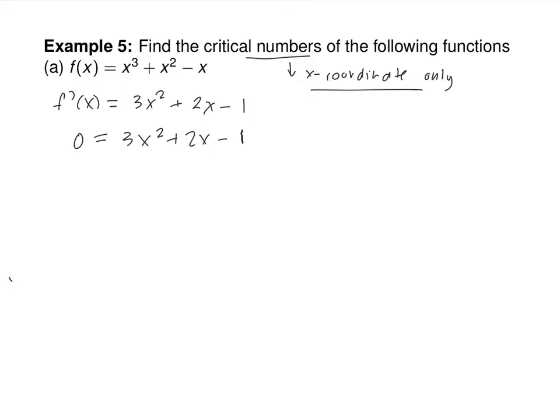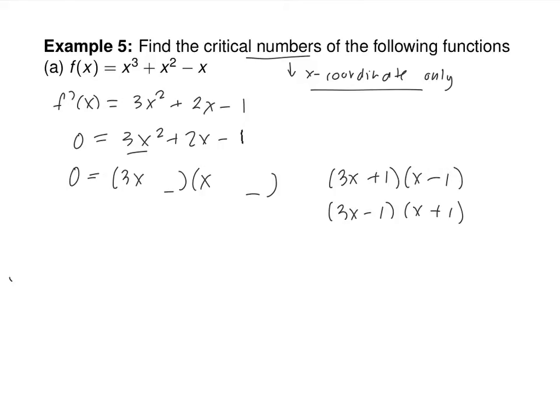Well, it's like saying if you hate beans, you can eat your peas. So can you factor this though? It's not that bad, is it? How do you make 3x squared? 3x and x. And then what do these last two numbers have to multiply to? Negative 1. So it's either 3x plus 1, x minus 1, or it's 3x minus 1, x plus 1. It's one of those two options, right?